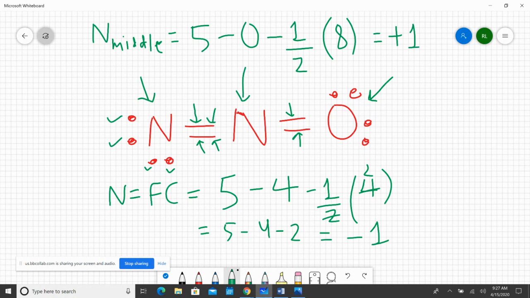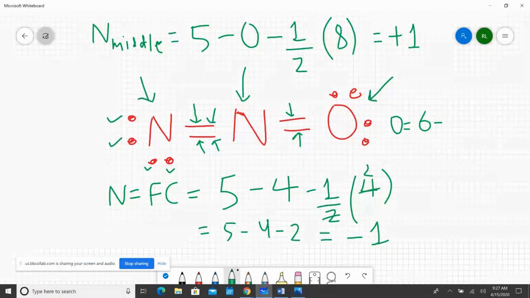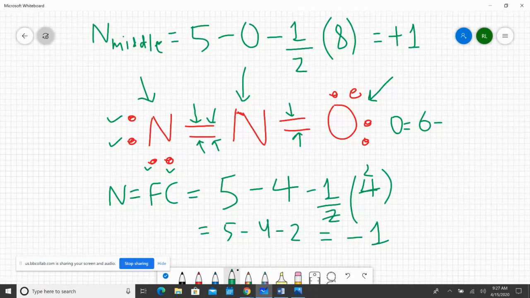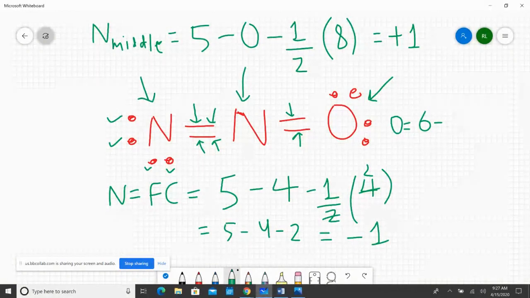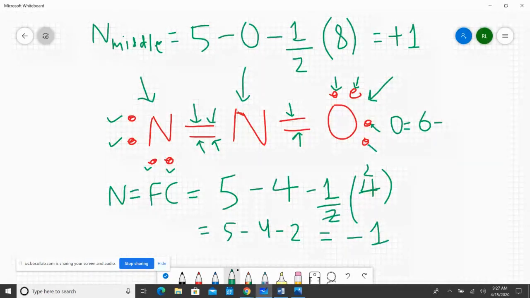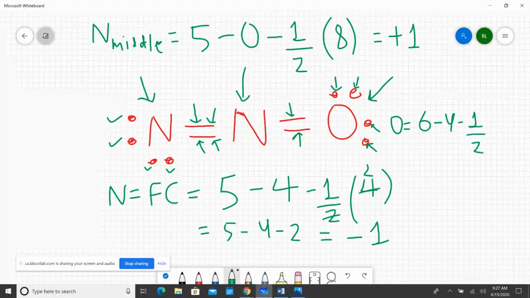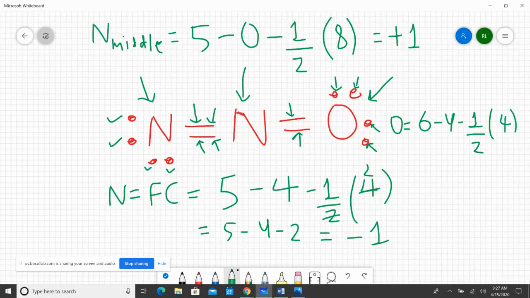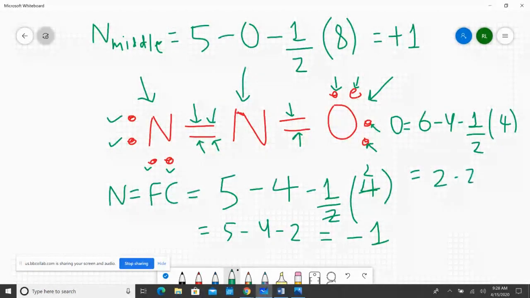If I do the same formula for oxygen: number of valence electrons, it has 6 of them, minus the number of lone pair electrons. It has 1, 2, 3, 4 lone pair electrons, minus half the bonding electrons. Half times 1, 2, 3, 4 bonding electrons. If I do the math, I'm going to end up with 6 minus 4 is 2, 2 minus 2 equals 0.